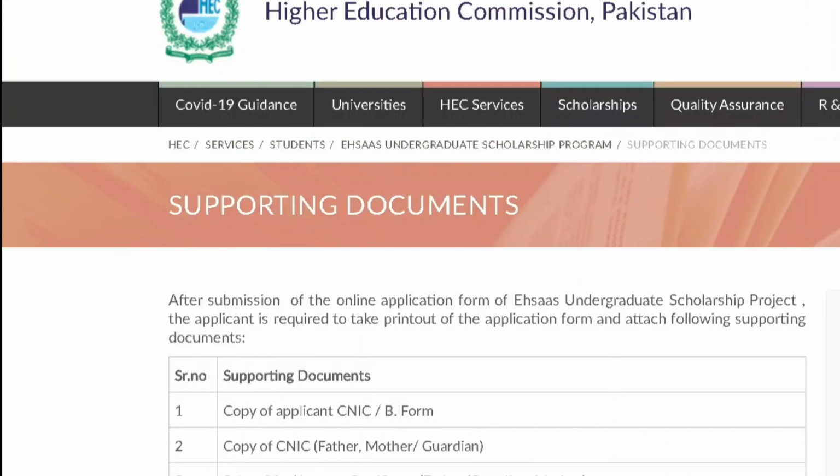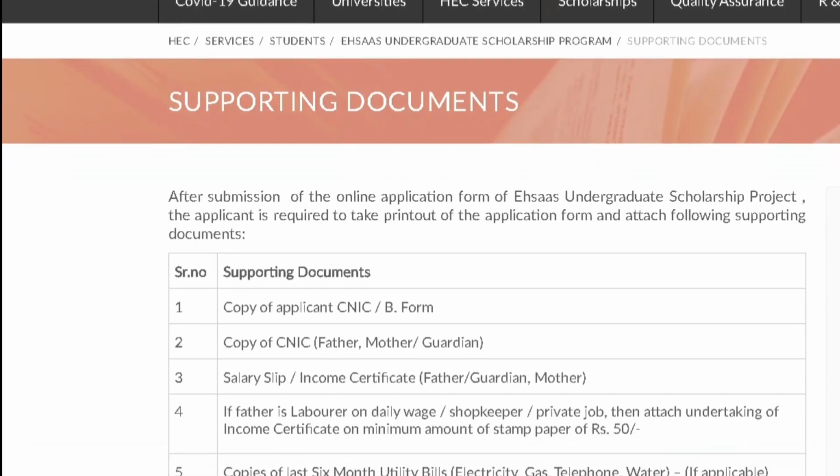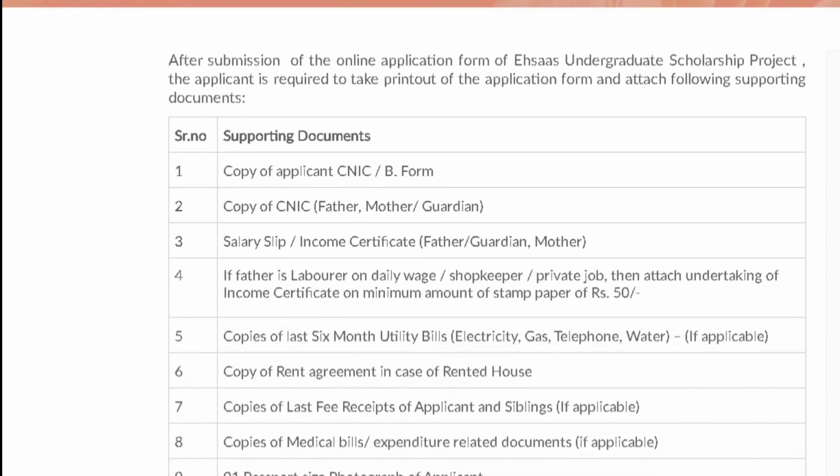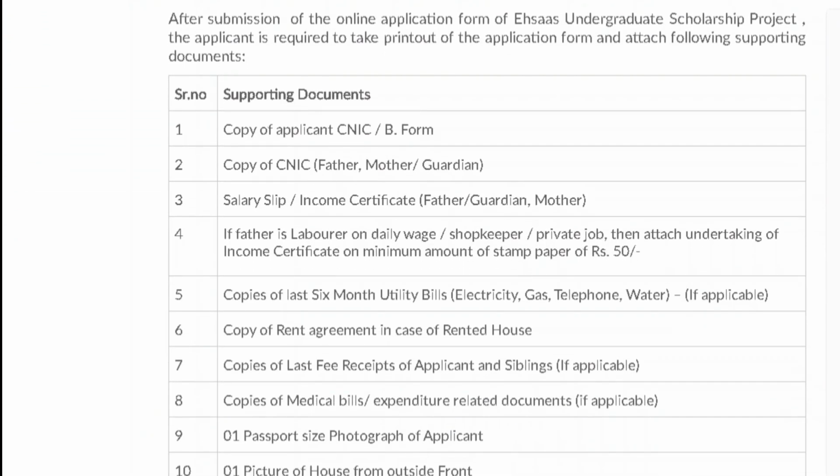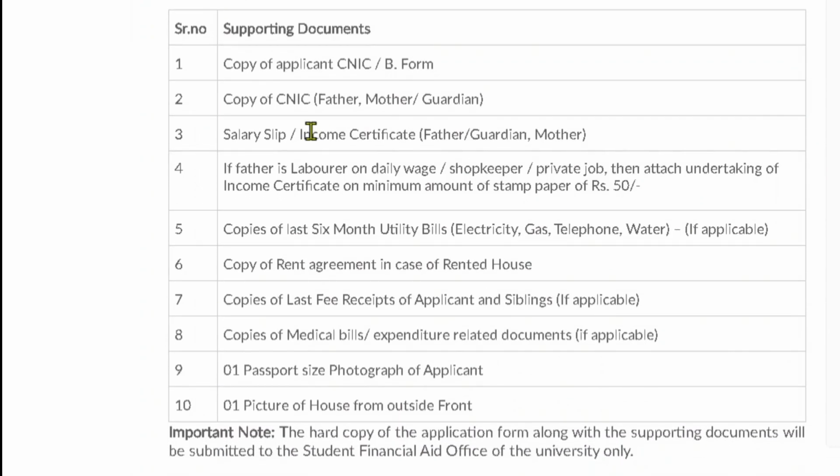The documents required for this scholarship include your CNIC or B form copy, your father's, mother's, or guardian's CNIC copy, salary slip or income certificate of your father, guardian, or mother, and if the father is a laborer on daily wage, shopkeeper, or private job, then attach an undertaking of income certificate on minimum Rs50 stamp paper, and copies of last 6 months utility bills such as electricity, gas, telephone, water if applicable.